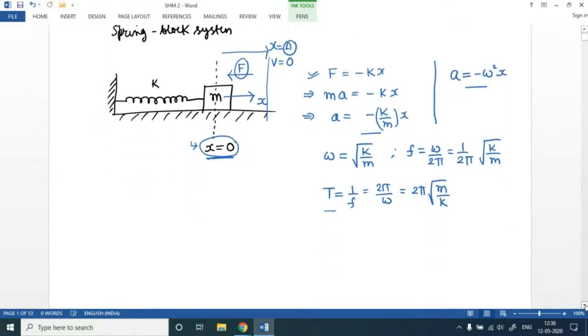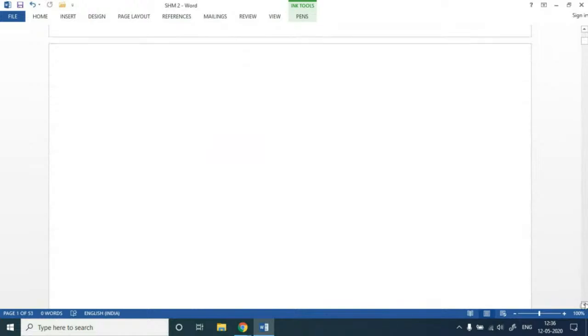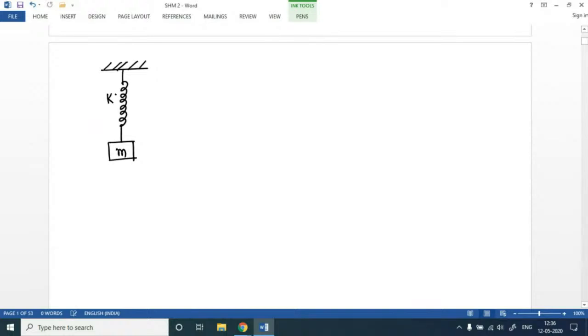Okay, so here this was the simplest model. Let's take one more model here. Let's take the case of a hanging block with a spring. Let's say this is a block of mass m and the spring constant is k, and this is how it is hanging. Okay, and this point of suspension is fixed.